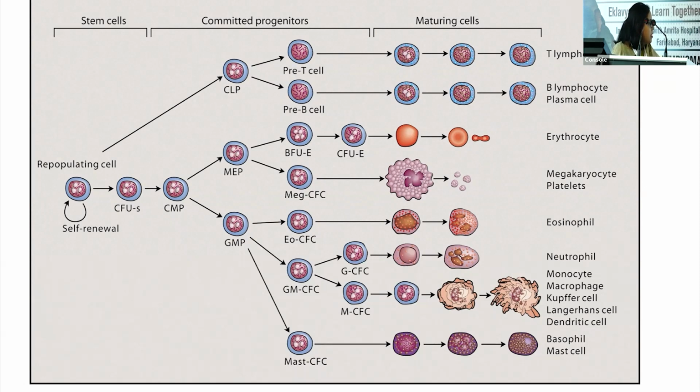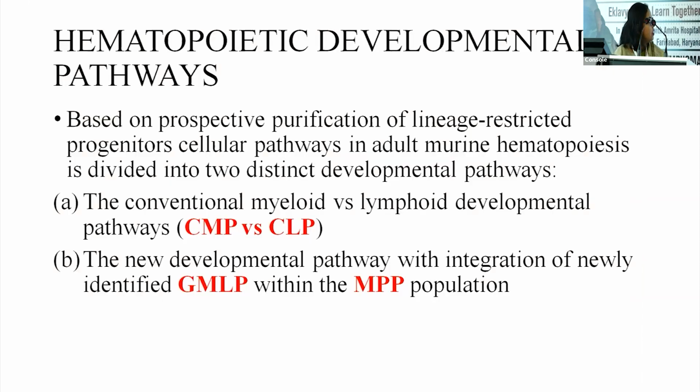Now moving on to the GMP, the granulocyte monocytic progenitors. They further differentiate into the cells of eosinophilic, granulocytic monocytic, and mast cell lineages, and ultimately, through various steps of maturation and differentiation, they become the terminally differentiated cells of lineages like eosinophils, neutrophils, monocytes, basophils, and mast cells.